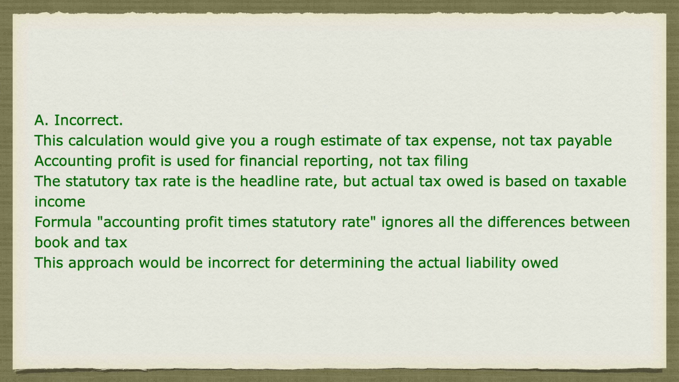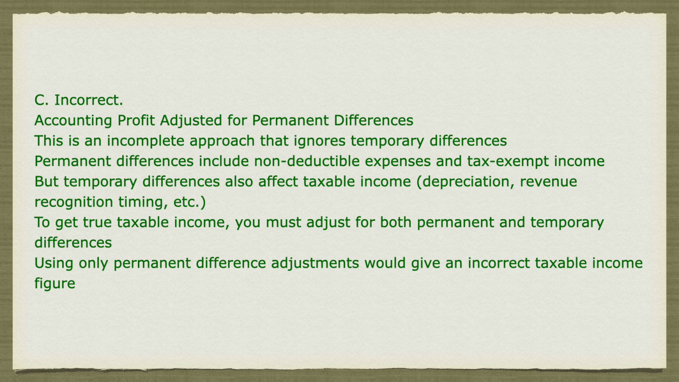A, incorrect. Using accounting profit and the statutory tax rate to estimate tax payable is incorrect. C, incorrect. Accounting profit adjusted for permanent differences is incomplete, ignoring temporary differences like depreciation and revenue recognition timing, which also affect taxable income.